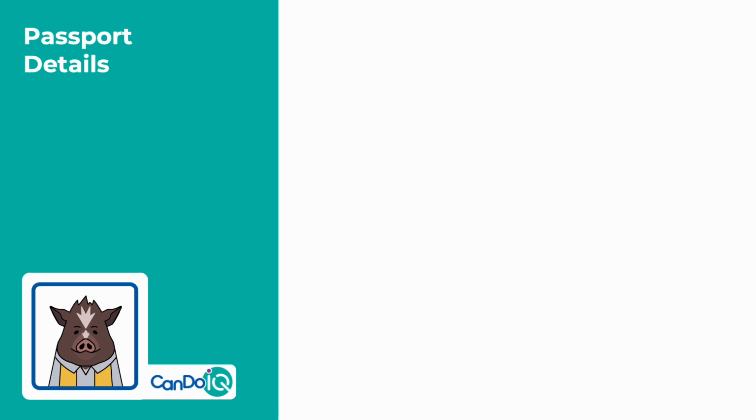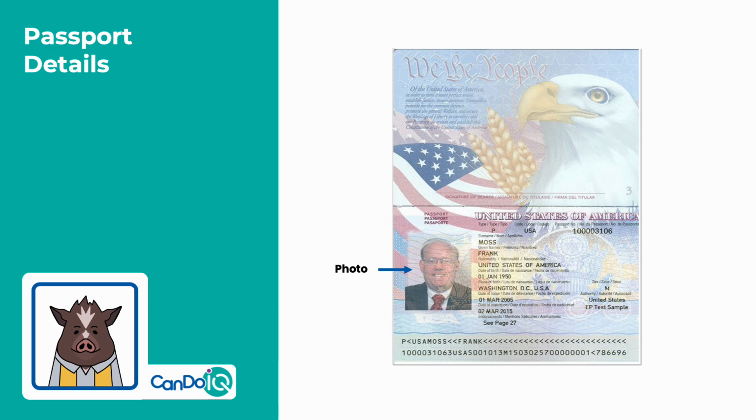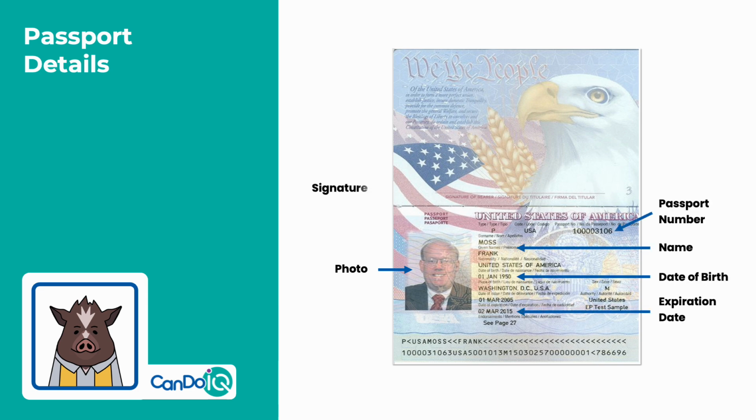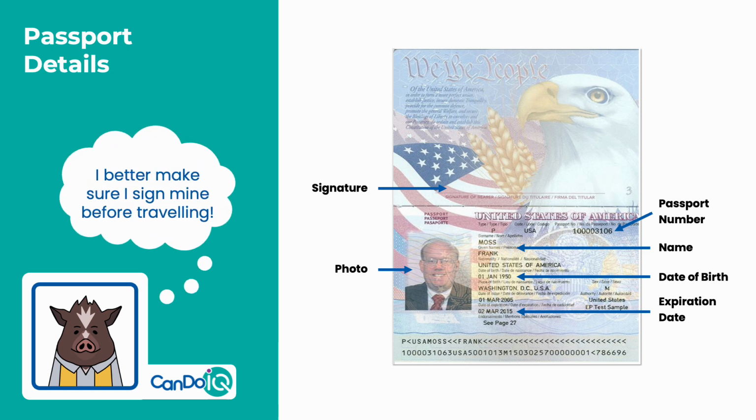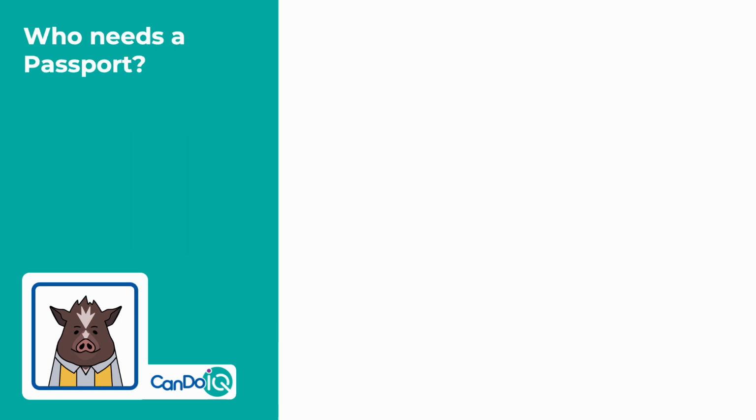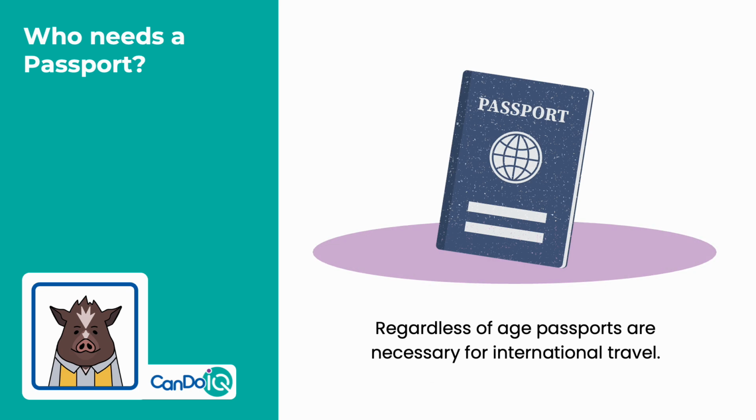Passport booklets include a data page with your picture, name, birth date, expiration date, and passport number. There is also a signature page that you must sign to make your passport valid. In addition, there are several pages for visa information and where your passport may be stamped when entering a new country. Passports last for 5 years for those under the age of 16 and for 10 years for anyone older. Citizens of all ages are required to have a passport to travel internationally, even newborns.